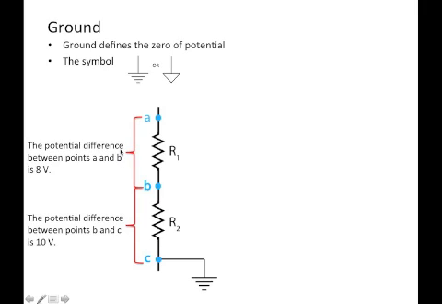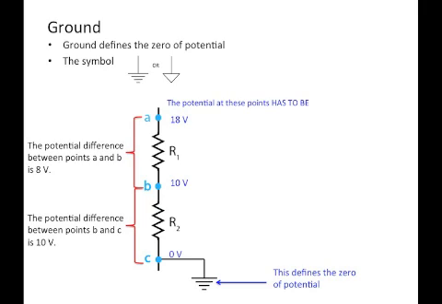So in this example, we have the same potential differences between A, B, and C. We connect ground, putting point C to ground. Now what does that do? Well, that defines the zero of potential. So we know that point C has zero potential. We know point B has to be 10 volts higher, so the potential at B must be 10 volts. And the potential at A has to be 8 volts higher than B, so it must be at 18 volts. So it has to be there. There are no other choices that will satisfy that condition.